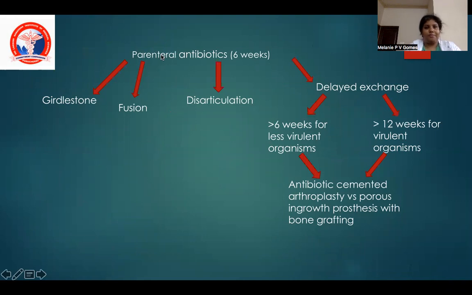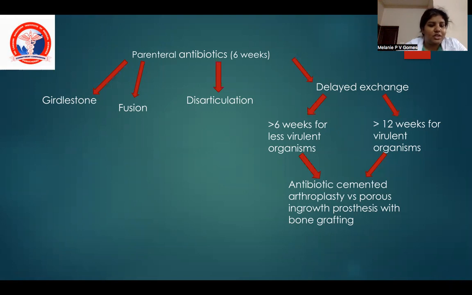Now, following that, various options are available. First is Girdlestone. This is done in elderly patients, and those who do not have any pain. It can be done in high risk patients for another surgery, gram negative or mixed infection, or in case of immunosuppressed individuals. The next option is fusion.